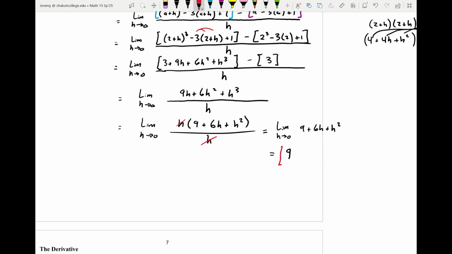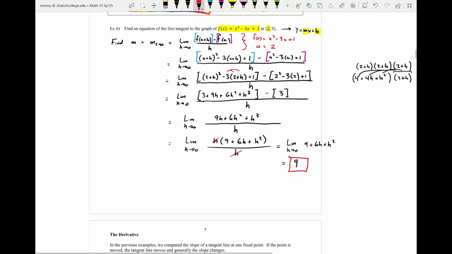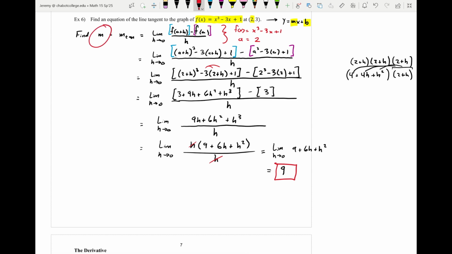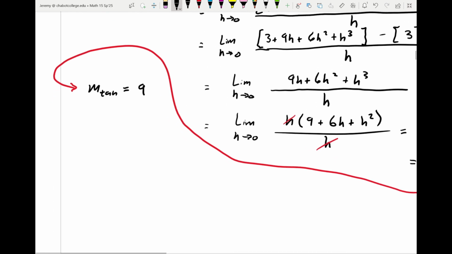And what was this again? What were we trying to find? What is 9? That's the slope. That's the slope of the tangent line. So that's great. I'm relieved that part is over. Now that I have the slope is 9, right? m tan is equal to 9. So now I just have to find b.